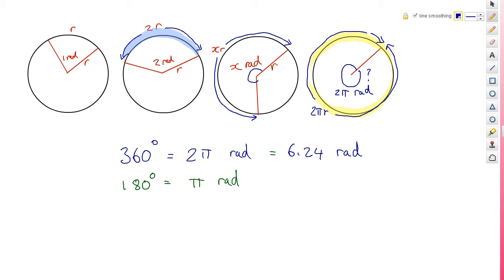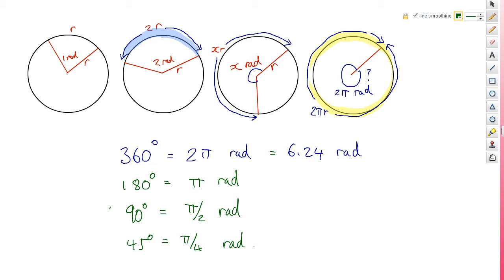So yeah, 180 degrees would therefore be pi radians, and 90 degrees would therefore be pi by 2 radians, and 45 degrees would therefore be pi by 4 radians. So a few nice easy angles that we know straight away in radians what they would be.